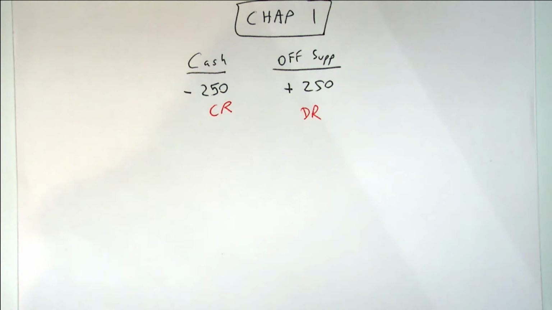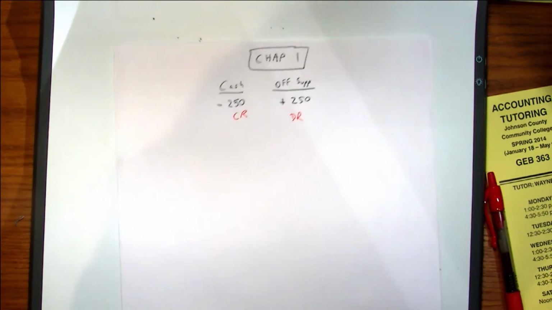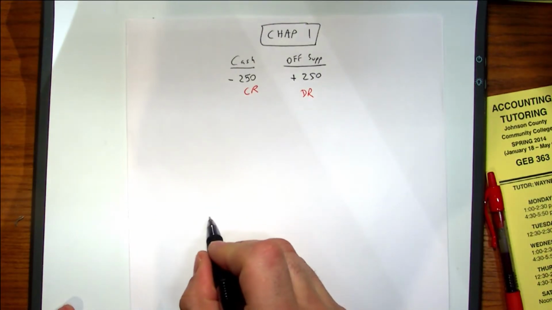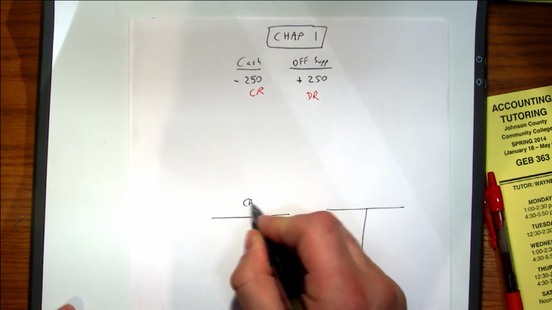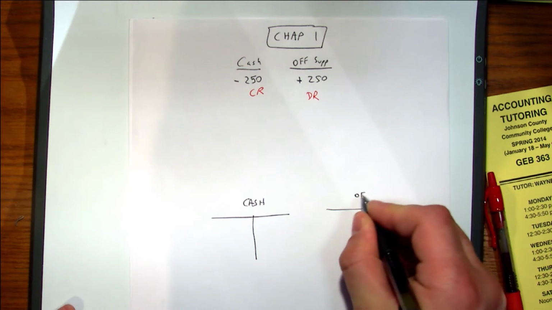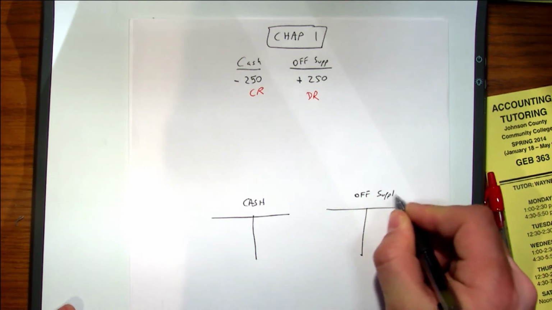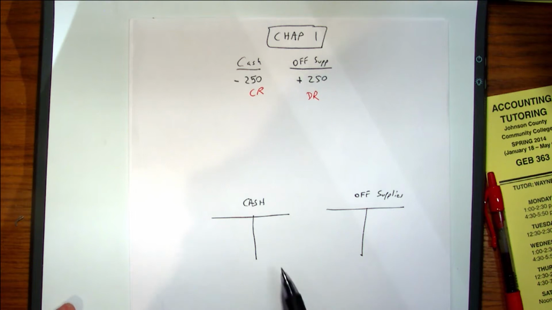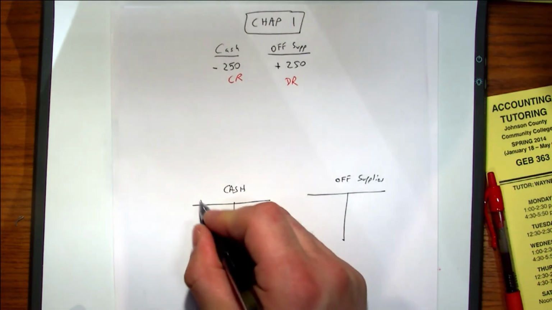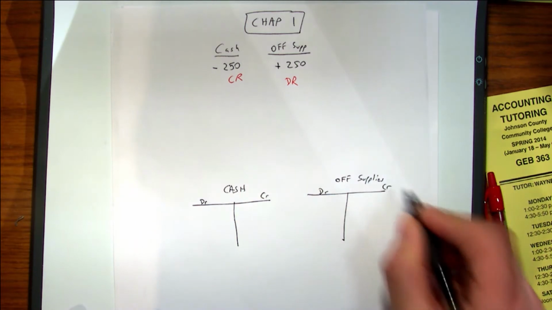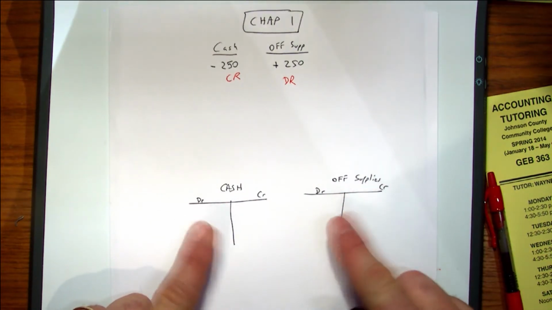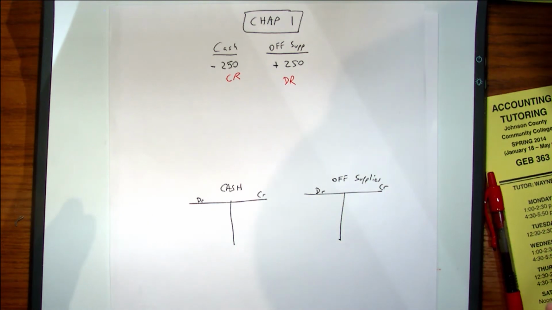So what we learned in the last lecture, back up here a little bit, is we had a T account for each of these accounts. This one is for cash. This one is for office supplies, correct? I'm not always going to write this, but the left side of a T account is the debit side. The right side is the credit side. I'm not going to always write debit and credit on every T account. The left side's always the debit, the right side's always the credit.